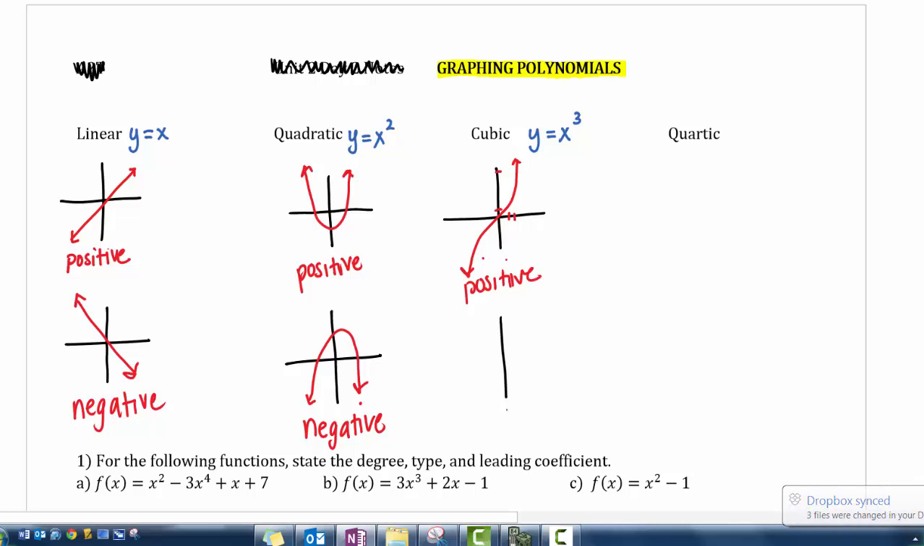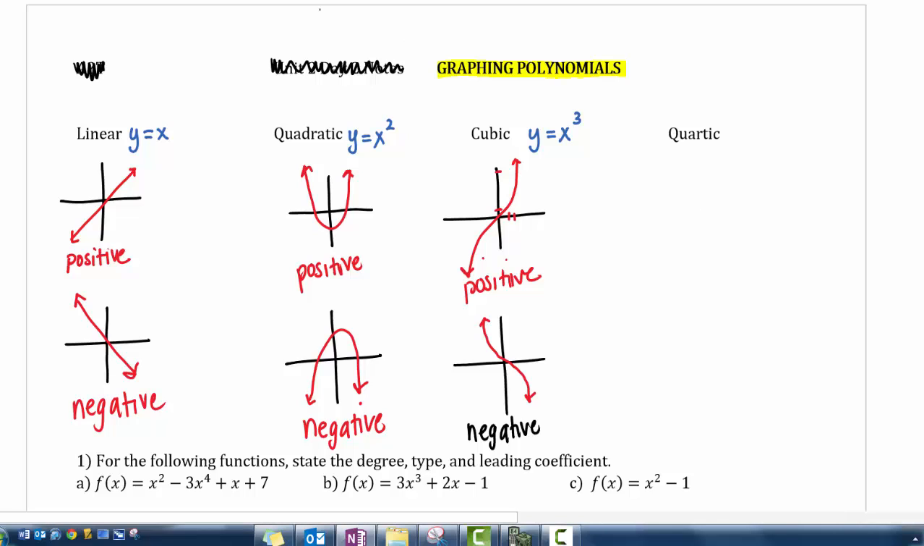And if we were to have a negative version, we would have to reflect it, and this one would be negative. And that's going down as x gets bigger.